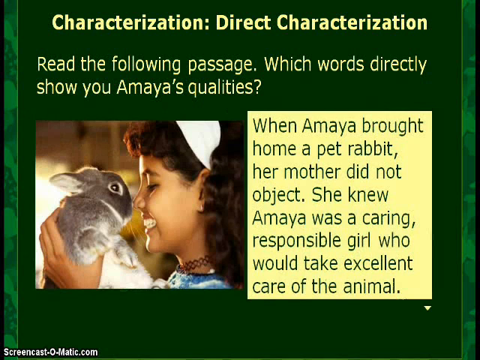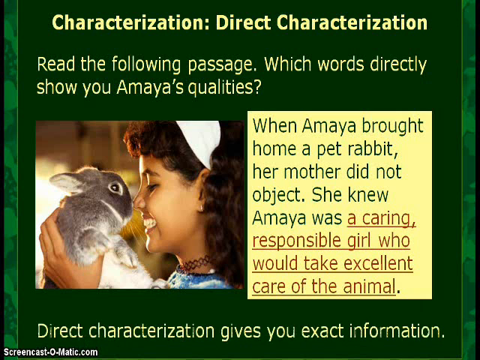Let's look at the following passage. Which words directly show us Amaya's qualities? When Amaya brought home a pet rabbit, her mother did not object. She knew Amaya was a caring, responsible girl who would take excellent care of the animal. Here, we see direct characterization in the use of the words caring, responsible girl who would take excellent care of the animal. You know exactly what type of person Amaya is.